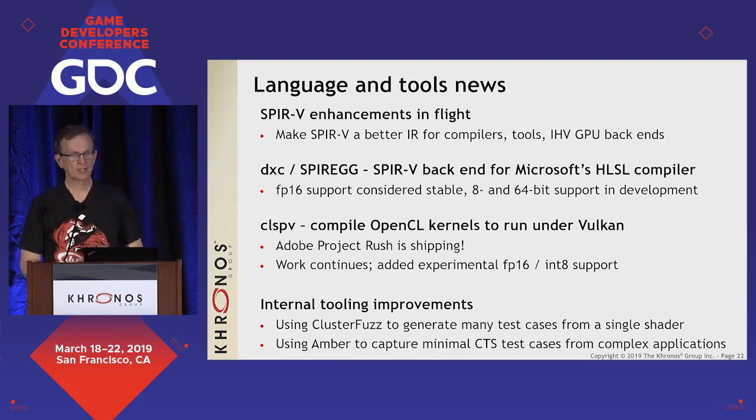Lots of progress in DXC, notably float 16 support, apparently pretty good now, and 8 and 64-bit coming. The OpenCL C compiler compiles OpenCL C kernels in a form where you can actually dispatch them on a Vulkan implementation. Adobe is using it extensively. It's a bit specialized and customized for their use case, but work is continuing on that.